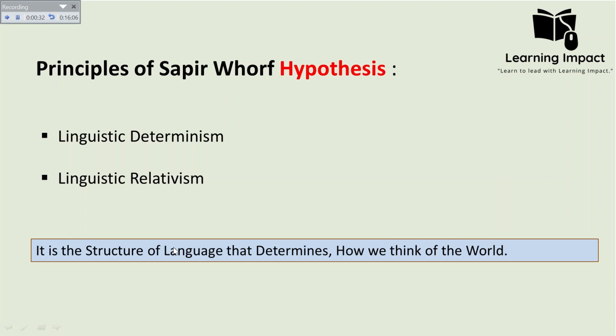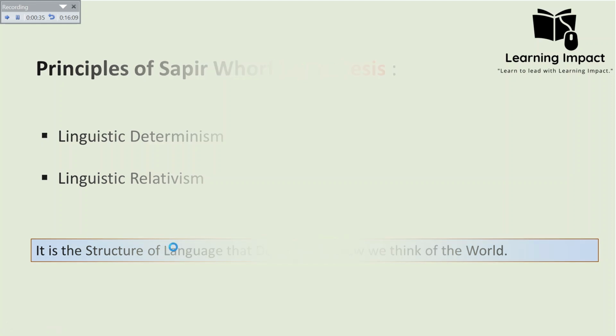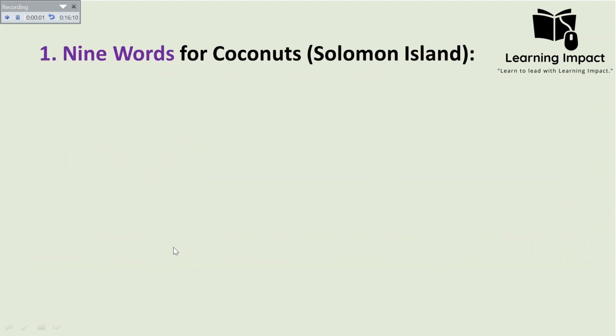And how does it affect our perception? Let's discuss two examples of this. First example: across the Solomon Islands, there is a prominent language which the people speak there, and in that language there are 9 words for coconut. Coconut is a high value commodity there, so they have 9 words in their language for coconut.